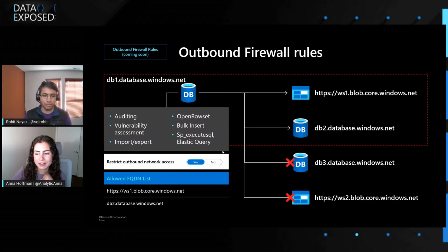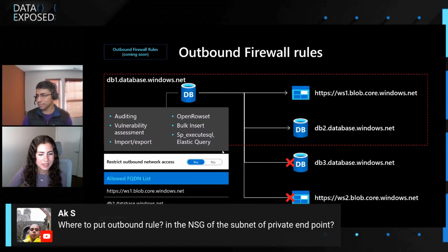Hey, we did get a quick question about this. Someone asked, where would you put the outbound rule? So that's a great question, right? Unfortunately, this is not something that you do in Azure networking. So it's not an NSG rule, it is purely SQL Server based, right? And again, as I said, it's in very early, private preview phases. And at some point we'll look at how this applies at a higher level.